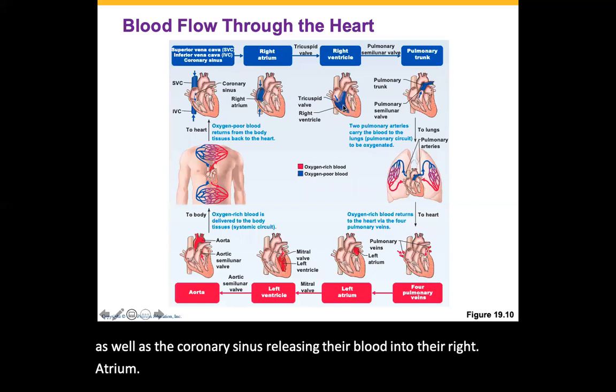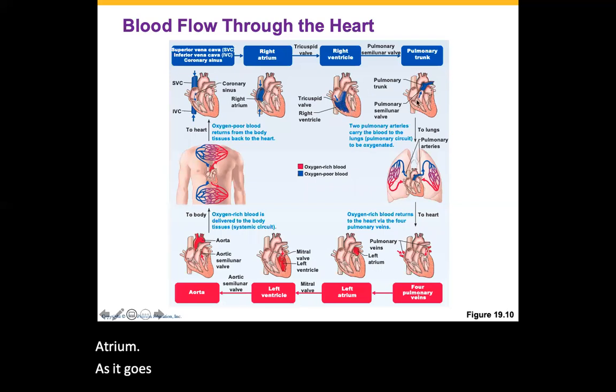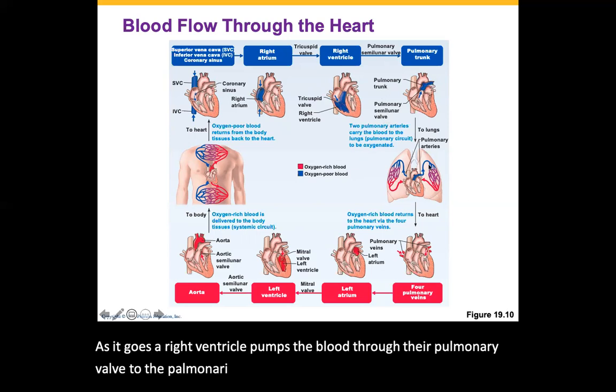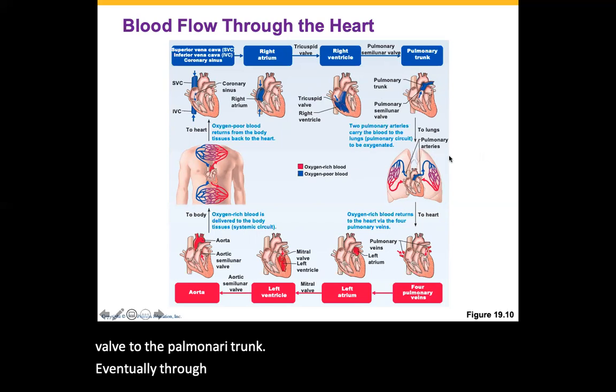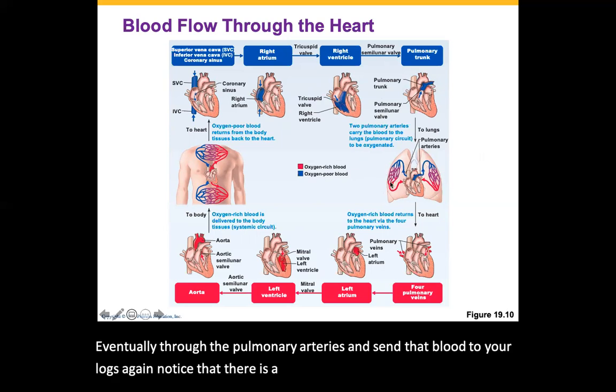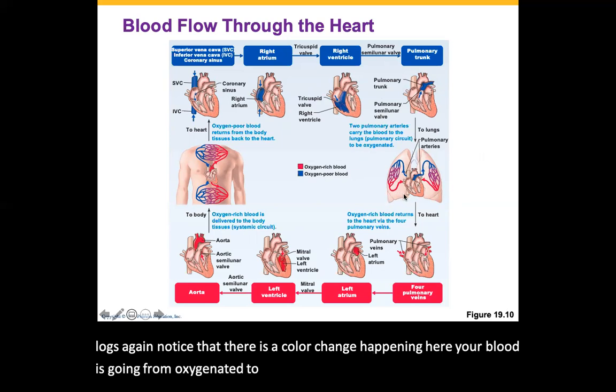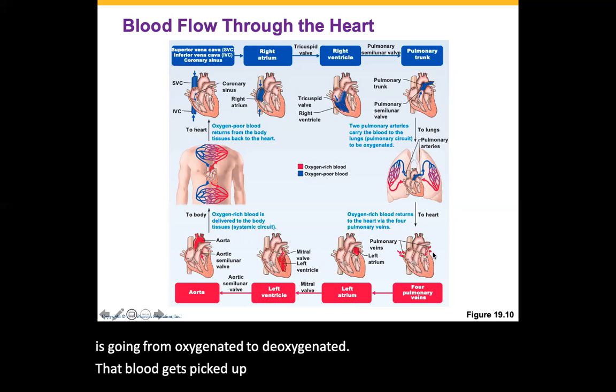As it goes, the right ventricle pumps the blood through the pulmonary valve, through the pulmonary trunk, eventually through the pulmonary arteries, and sends that blood to your lungs. Again, notice that there is a color change happening here. Your blood is going from oxygenated to deoxygenated. That blood gets picked up by your 4 pulmonary veins and enters the left atrium.